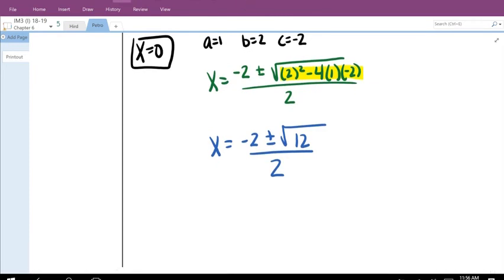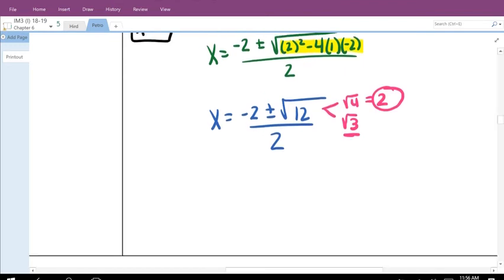Okay, this now breaks down into the square root of 4 and the square root of 3. We know the square root of 4 is 2. So whenever I circle something, I pull it out. That's how you simplify a radical. So my last answer here is x equals -2 plus or minus that 2 that we just circled. The square root of 3 stays in, all over 2.